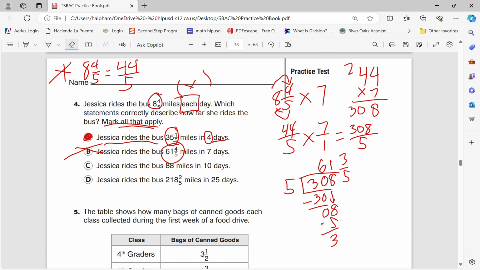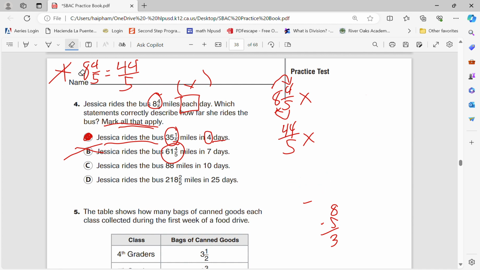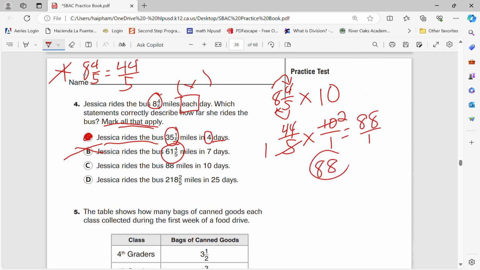All right, let's jump to C. Once again, I'm going to erase partially, since I can keep that 8 and 4/5, since that's the number we are going to continue multiplying. And this time we're going to multiply by 10. So this time we are going to be able to cross cancel. We have 5 and 10 here. 5 divided by 5 will be 1. 10 divided by 5 will be 2. 44 times 2 is 88 over 1. That would give me 88, which makes this statement true.